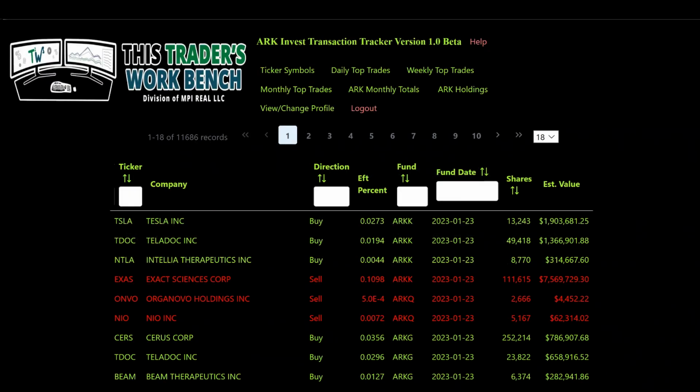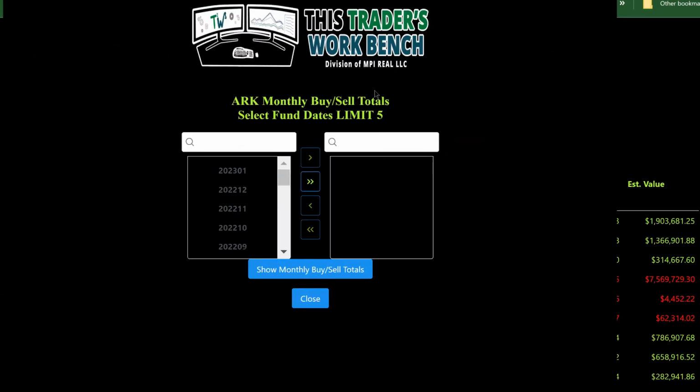Okay, now we're going to take a look at our ARK monthly totals. You'll see that description right here in this label on the menu item. Let's go ahead and select that. The first thing that's going to come up is a query screen.